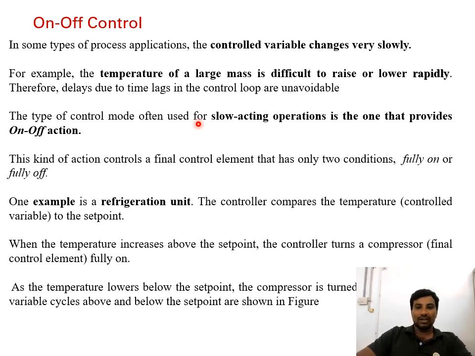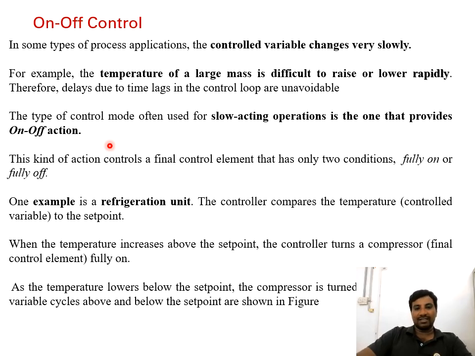This on-off control is widely used where the control variable changes very slowly. For example, if you take the temperature of a large mass, it is very difficult to raise and it reduces very slowly. Because of the time lags in the control loop, which are unavoidable, this type of control mode is often used for slow acting operations, and it provides the on-off action.